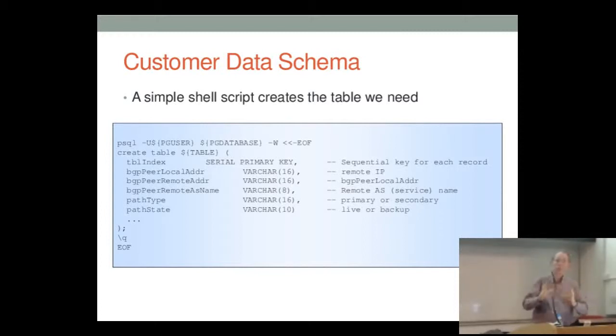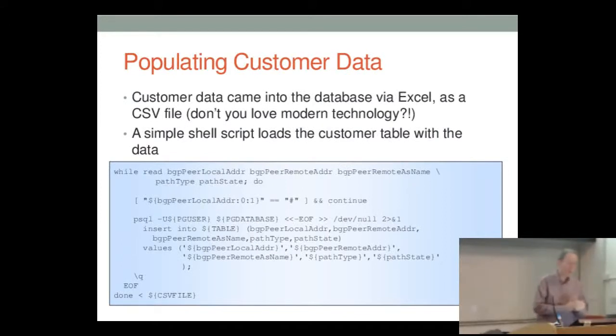So use this script to create the table, and then, like probably every organization in the world, there are spreadsheets that keep customer details in lists. So go and find the person that's got the spreadsheet for all the BGP customers, and suck it into Postgres. As I said here, this came in via Excel, converted to a CSV file, and pulled into Postgres. So you just got to love this modern technology. A little shell script like this loops through a CSV file and creates the entries in Postgres for each customer. It's not rocket science. There may be better ways of doing it, but it works for us.